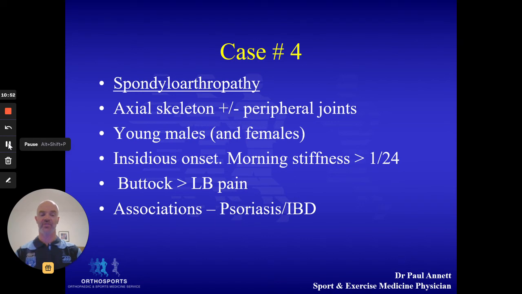Generally, there should be morning stiffness that lasts for more than an hour, and true sacroiliitis presents with buttock more than lower back pain. From a clinical point of view, the Faber's test in true sacroiliitis should be extremely positive. Associations may include psoriasis around the knees and elbows, or potentially inflammatory bowel disease. It's important to mention these in your history when assessing a patient with lower back pain for the first time.